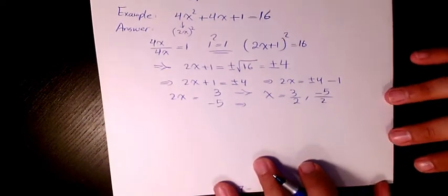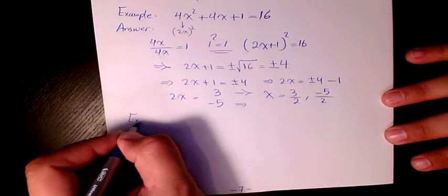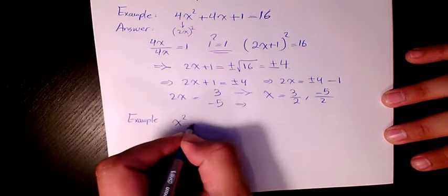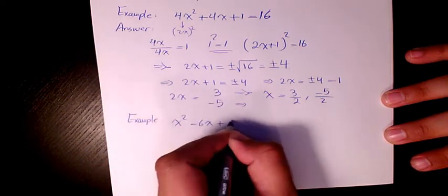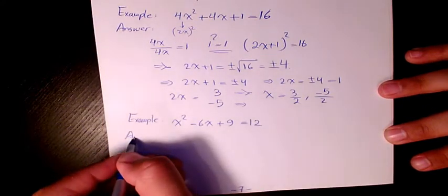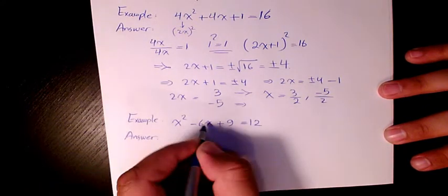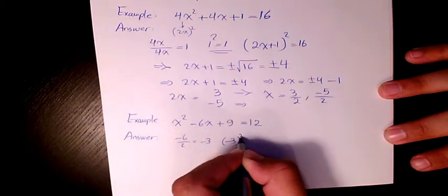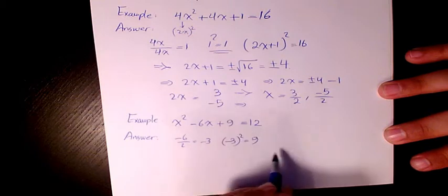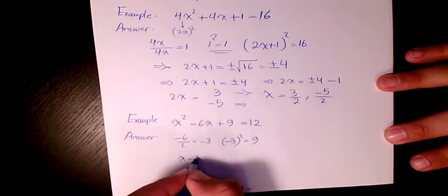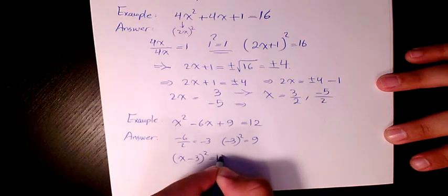Next example is x squared minus 6x plus 9 equals 12. Answer is negative 6 divided by 2 is negative 3. Negative 3 to the power of 2 is 9. These two match, so that's a perfect square trinomial. So it's going to be x minus 3 to the power of 2 equals 12.